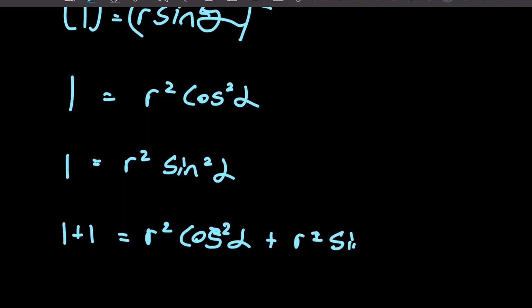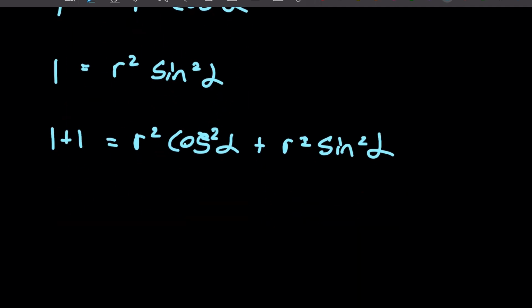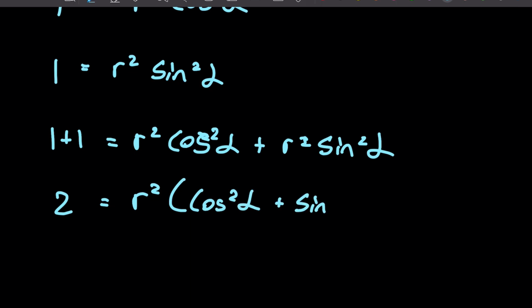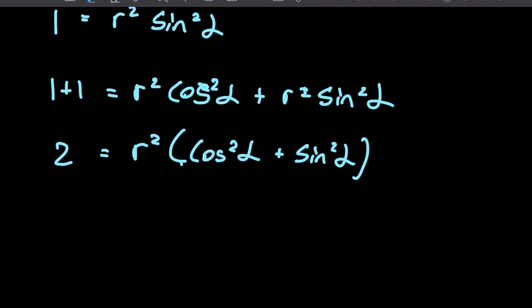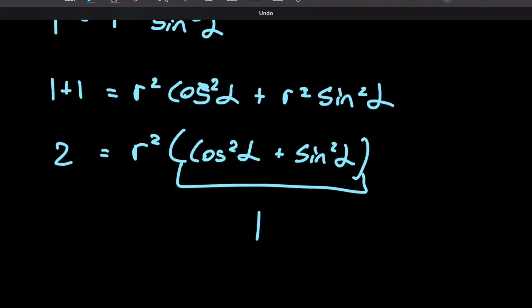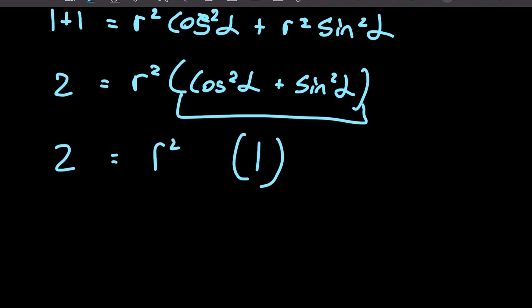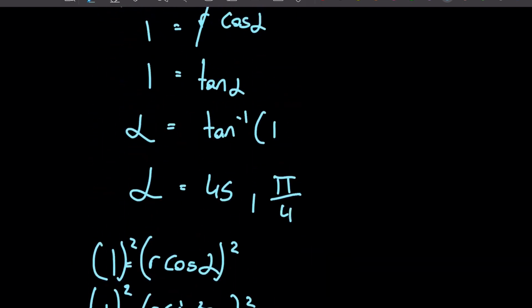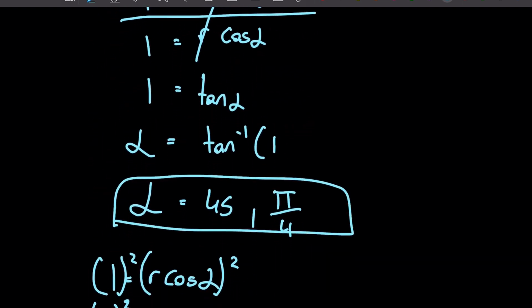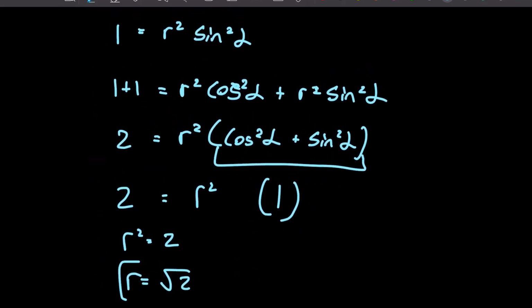And now we get 2 is equal to r squared, we can factor it out, cos squared alpha plus sine squared alpha. And we know that cos squared alpha plus sine squared alpha is just equal to 1. So r squared times 1 is equal to 2. Therefore, r squared equals 2, which means that r is equal to root 2. Great. Now, if you realize, we found both alpha and we have also found r. So we can actually come back up here and we can rewrite this whole thing.